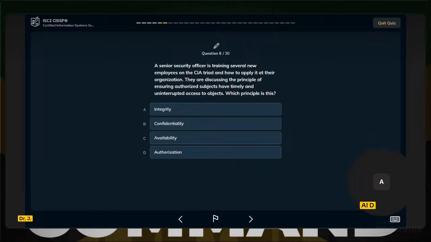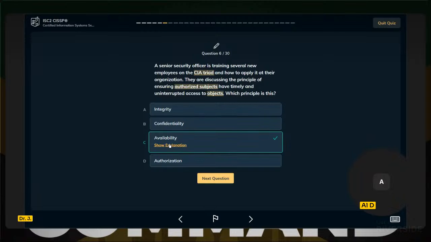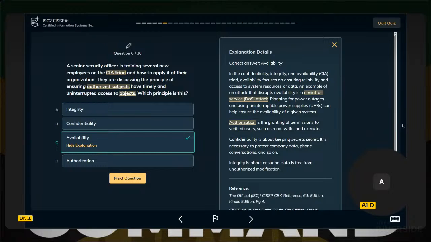Yeah, there should be availability. Sorry, uninterrupted access to objects. That should be availability. Yep, the CIA triad availability focuses on ensuring reliability and access to system resources or data. I think TryHackMe has a new room focused just on the CIA triad, so I actually have that saved. So I'm actually gonna plan on working on that tonight.